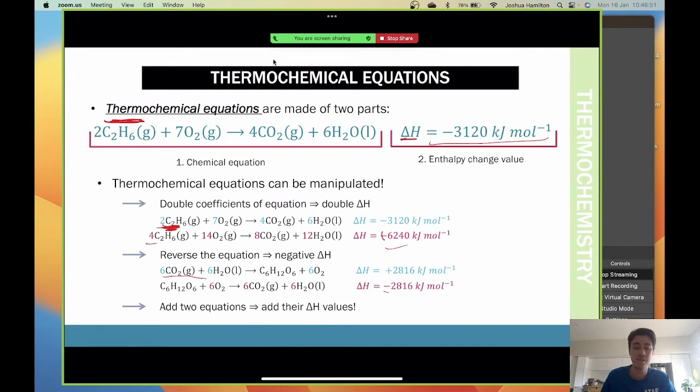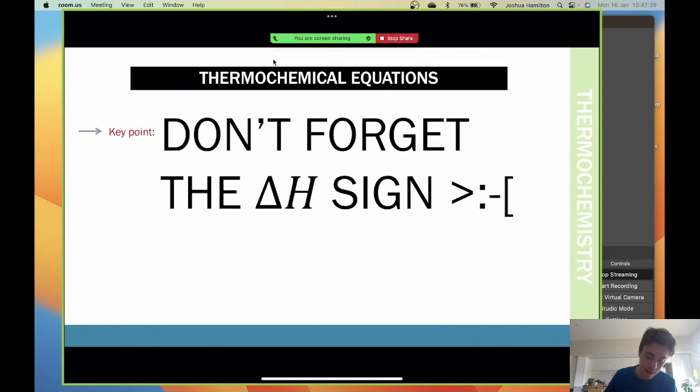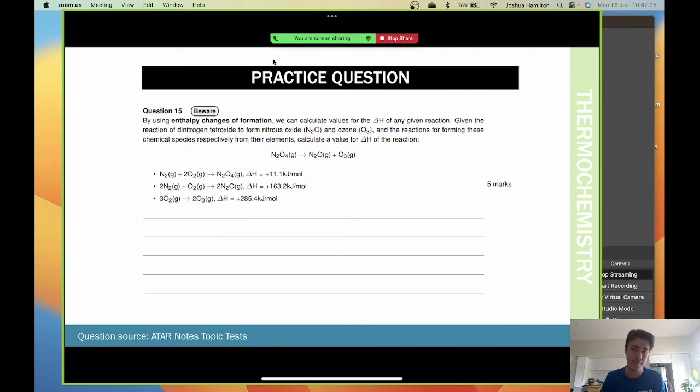And then if you add 2 equations, you just add their delta H's. This has happened in a VCAA exam before. They've asked you to do this, so that's why it's something you need to know how to do. If you add 2 equations, you add them together. What I mean by that is if I'm adding 2 negative values to each other, it's going to be a bigger number, but it's going to be more negative. If you add a positive and a negative one, you just add it like a positive and negative. So don't try and manipulate your negatives and your positives. Just do it as they ask you to do it. Now, key point, don't forget the delta H sign. That's wrong, that's right, etc.